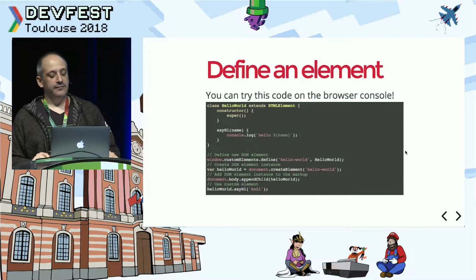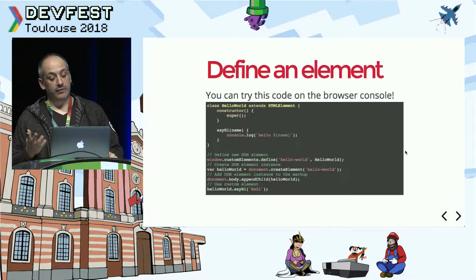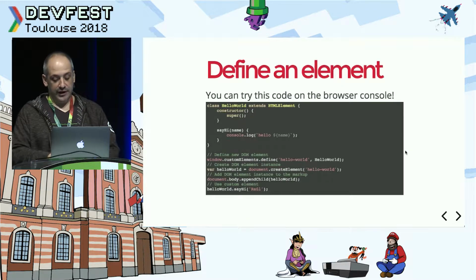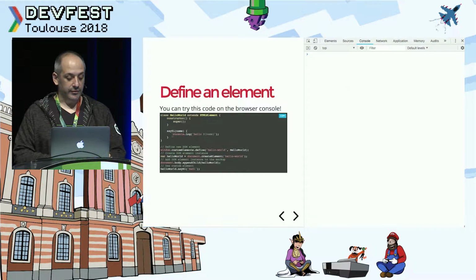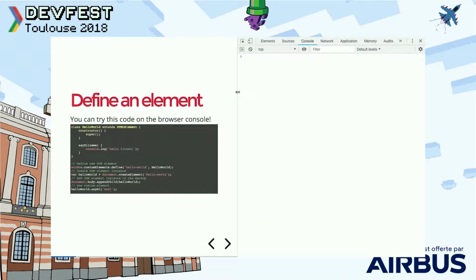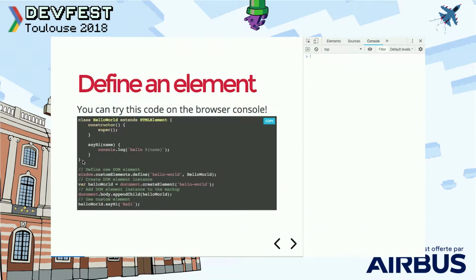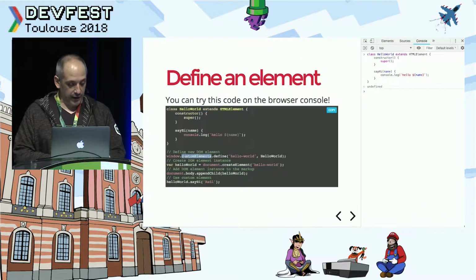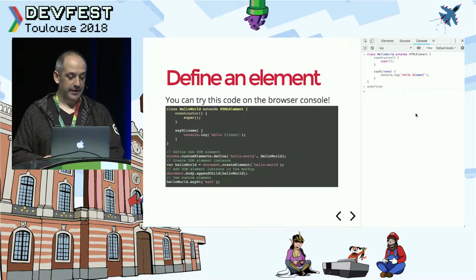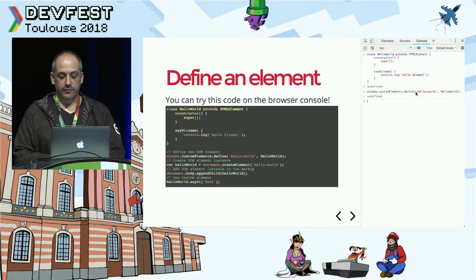Defining a new web component is very easy. We can actually try this directly in the browser. So let me show you. I can just go here and create this class. And now I can define the custom element with the custom elements API. And we define a new hello world web component.